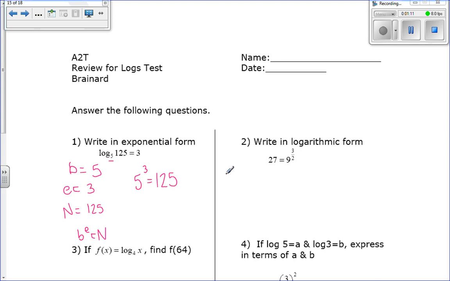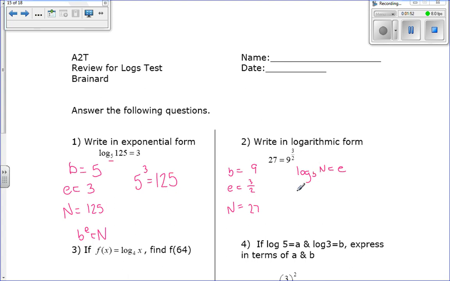For number 2, write in logarithmic form. Okay, again, identify what b, e, and n are. My base is the number that's being raised to the power. So my base is 9. My exponent is the power, so it's just 3 halves. And my number is 27. We need to put this in log form, or BEN form. It's log base b of n equals e, because remember, the log is equal to the exponent, and the base is always the little number here.